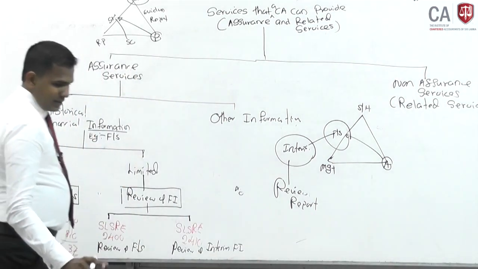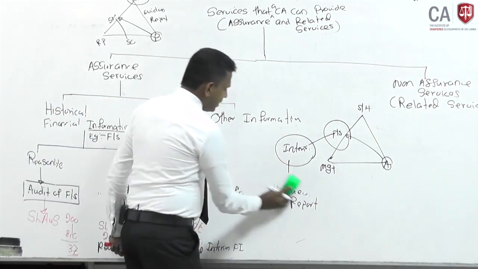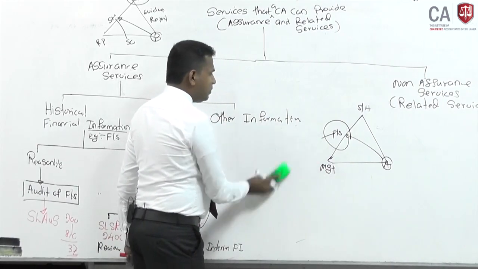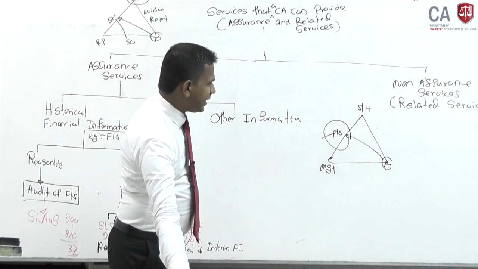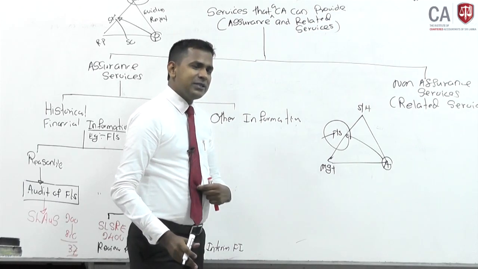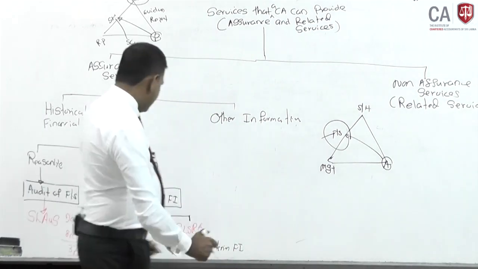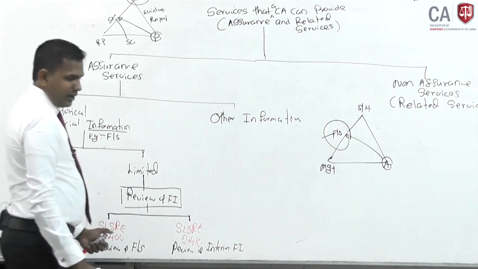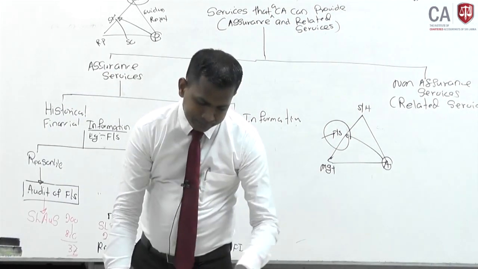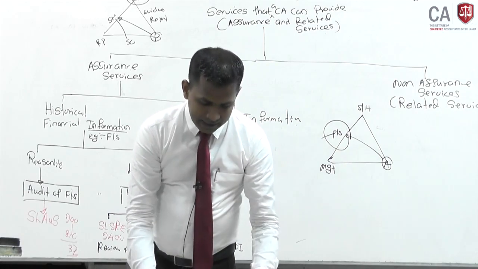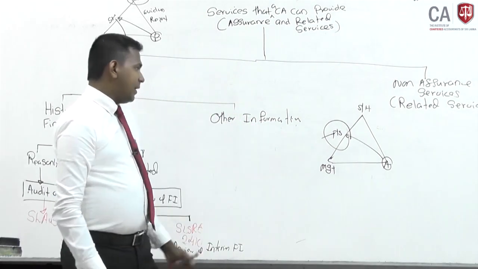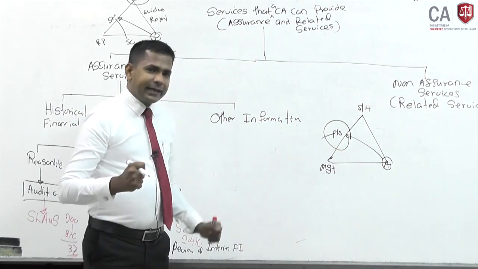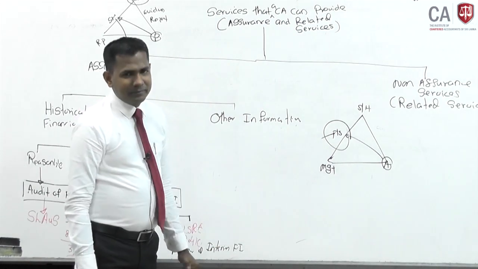Second thing, I don't know whether it is useful for you, but I always believe that you need to learn everything correctly to the maximum, then it is easy for you. This second thing, the Sri Lanka Standard on Related Services 2400. So 2400, remember this 2400 cannot be applied by the auditor of the company.